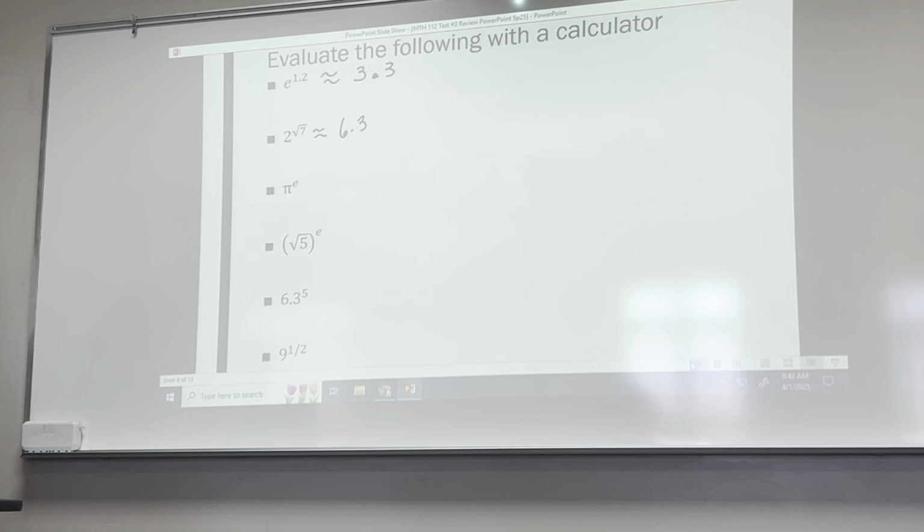Pi to the e power, so I'm going to hit my pi key, I'm going to hit my up arrow, and then to get e in the exponent, I'm going to do e to the first power. So I'm going to go to my e to the x, which is above ln, so I'm going to do second e to the x, but put a 1 for the exponent. e to the first would just be e. So what are y'all getting there? 22.5 to one decimal.